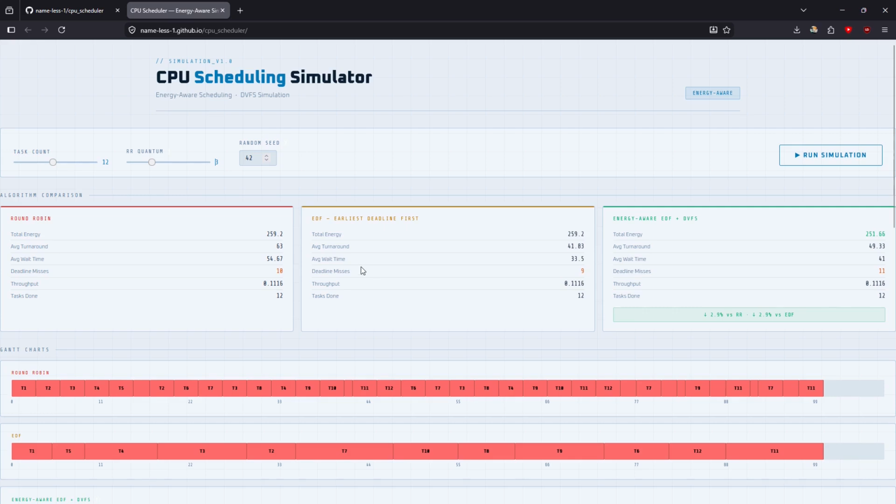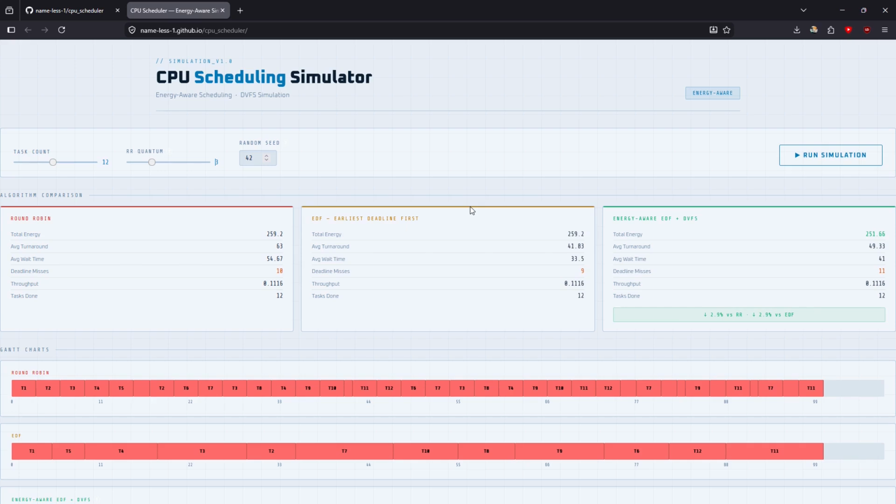The second is EDF, earliest deadline first. This is smarter. Instead of rotating blindly, it always picks the task whose deadline is closest. This reduces deadline misses significantly. But again, it does not think about power at all.